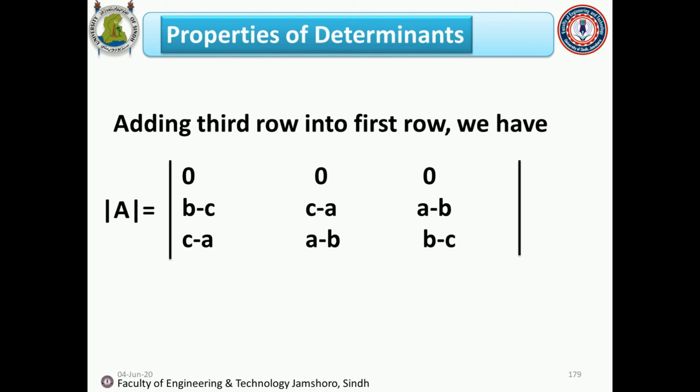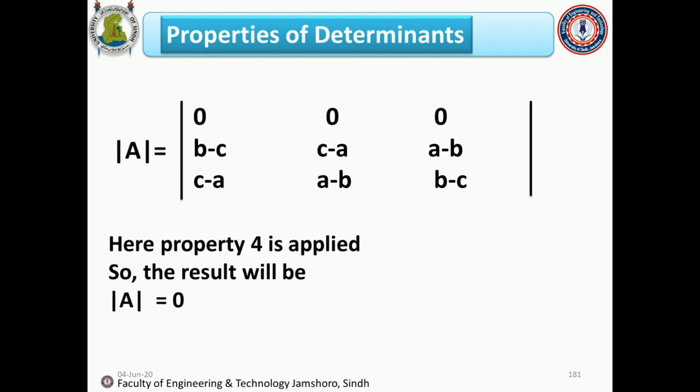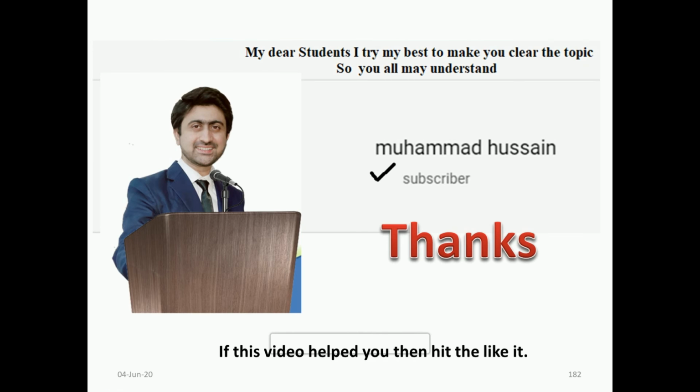So now here we apply property number 4, which says that if all entries of a row are 0, then the determinant will be 0. Okay, so hence proved. Students, I hope you understand all this.